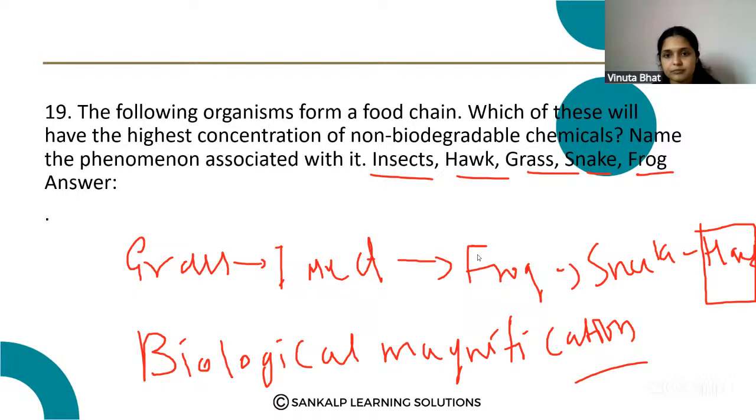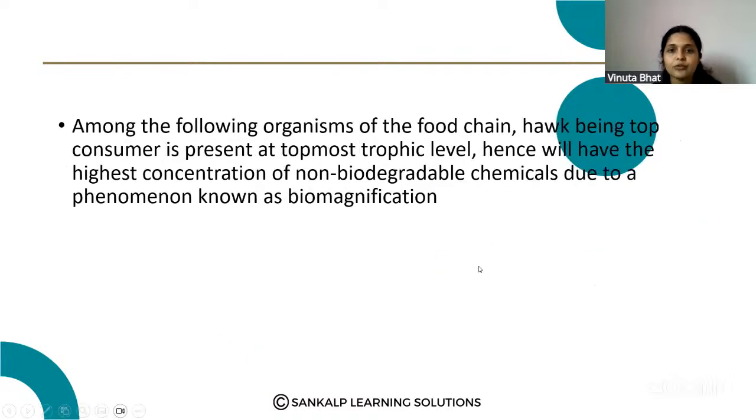Next question. Among the organisms of the following food chain, the hawk is the consumer present at the topmost trophic level. Hence, it will have the highest concentration of non-biodegradable chemicals due to the phenomenon known as biomagnification. So that is the answer.